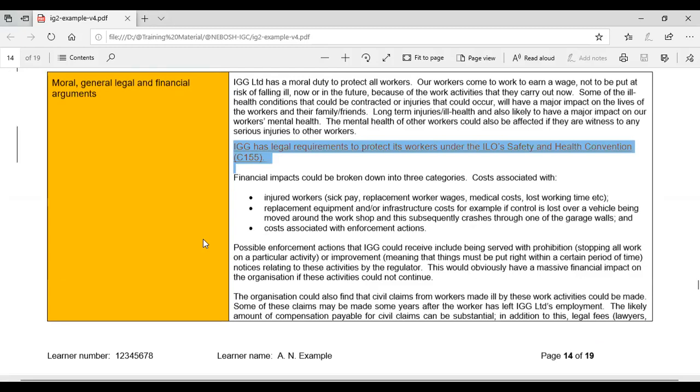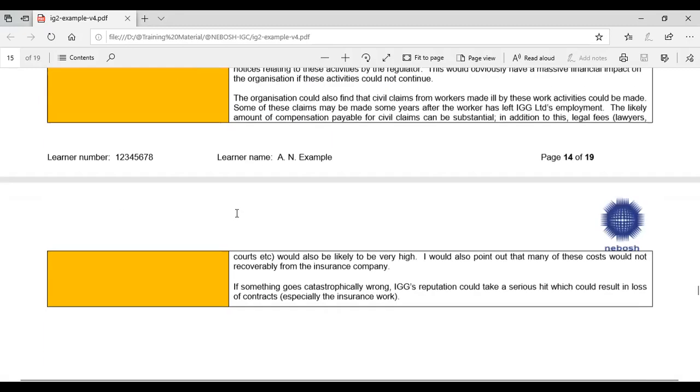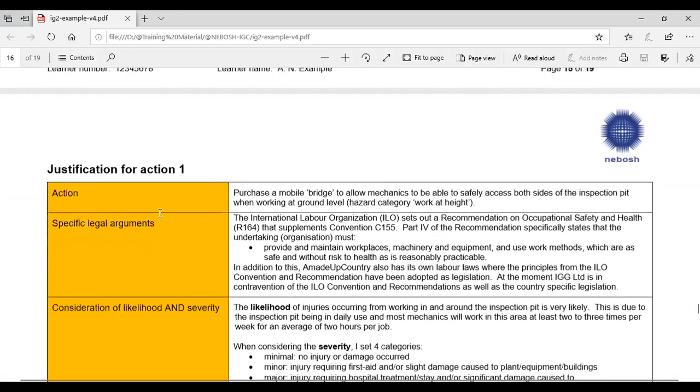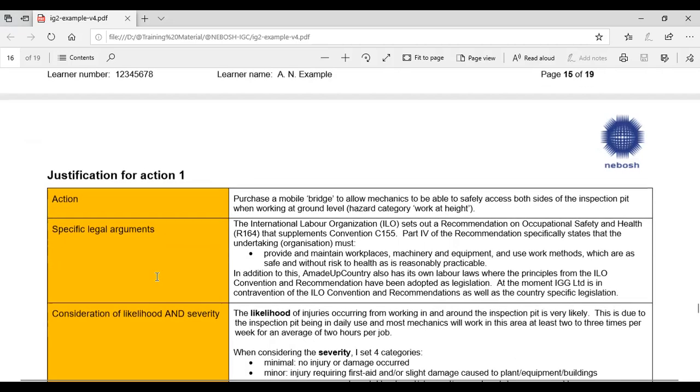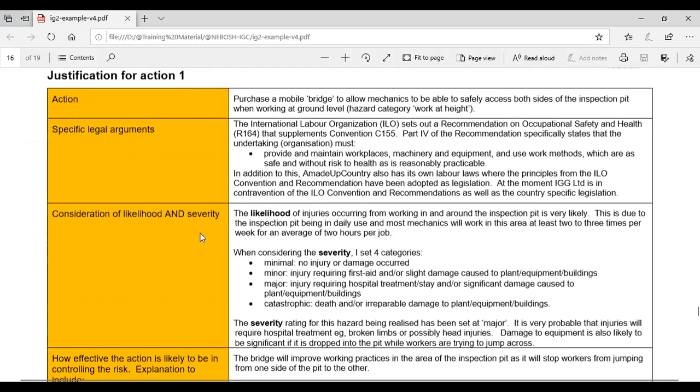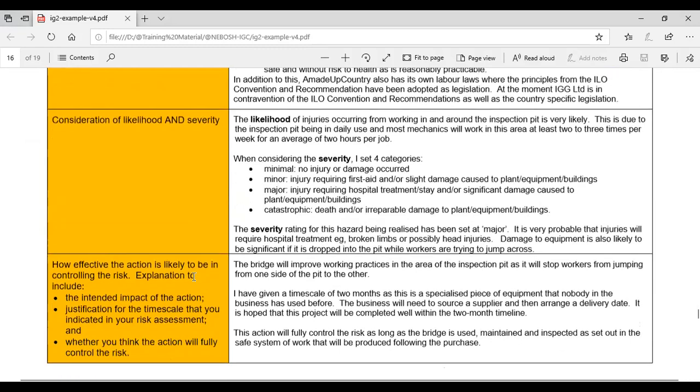As a safety leader, as a safety professional, we can't suggest even any control without a solid technical reference, and it would be hard for us to go for an argument. Now we have to justify for each action why we are selecting this action, what is the reason behind. We have to give a specific legal argument, and also the likelihood and severity should be explained, and how effective the action is likely to be in controlling the risk.